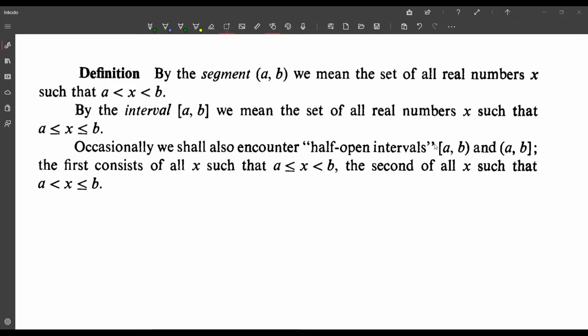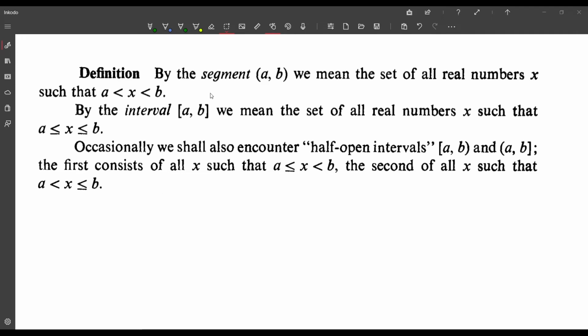So, the semi-open interval closed at a is the set of all real numbers x such that a ≤ x < b. And the second semi-open interval, closed at b and open at a, contains all real numbers x such that a < x ≤ b.